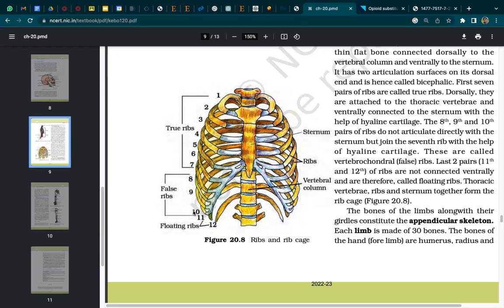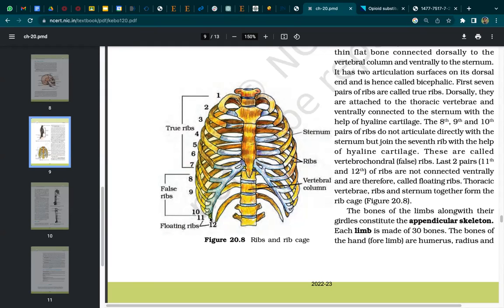The next 3, the 8th, 9th, and 10th, are called false ribs, because if you see properly, they are not connected directly to the sternum, but through the 7th rib here. Look, they are joined here on both sides. Thumbs up if you can understand what I'm saying. For the first 7 ribs, there is a one-to-one attachment: attached at the back and also at the front. The 8th, 9th, and 10th are together attached with the 7th and then to the sternum. So they're called false ribs.